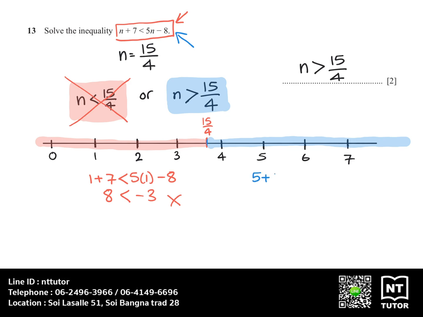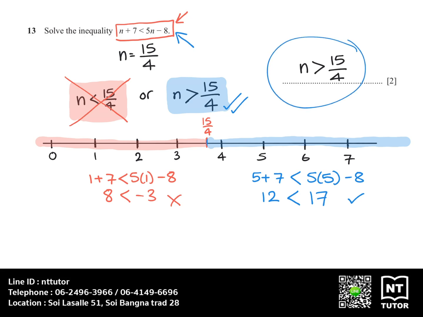so that's 5 plus 7 should be less than 5 multiplied by 5 minus 8. 5 plus 7 is 12. Should be less than 5 times 5 is 25 minus 8 is 17. And this is correct because 17 is indeed bigger than 12. Therefore, this inequality is the correct one. And therefore, we have checked our answer.